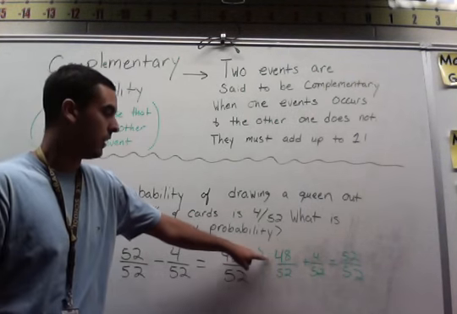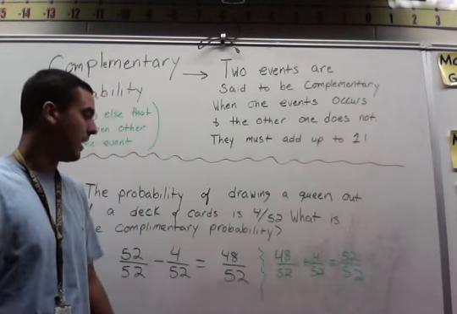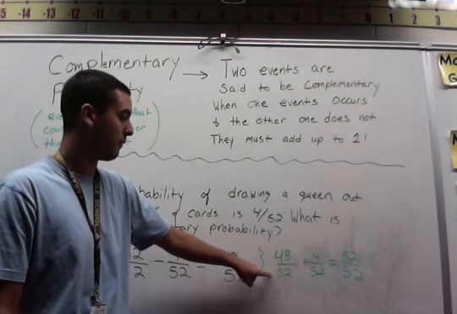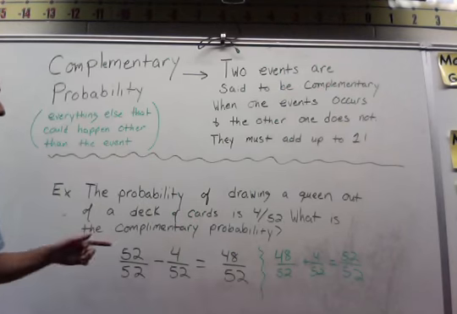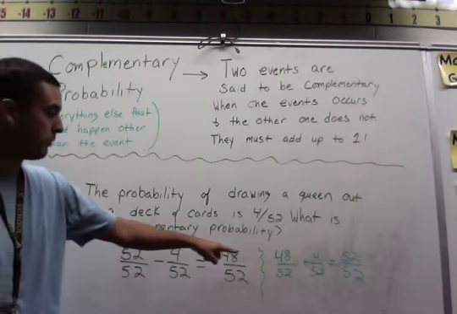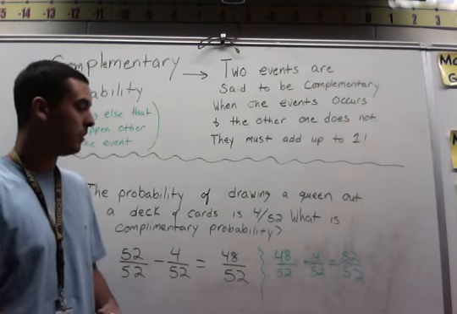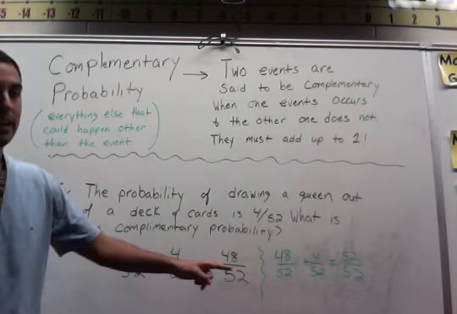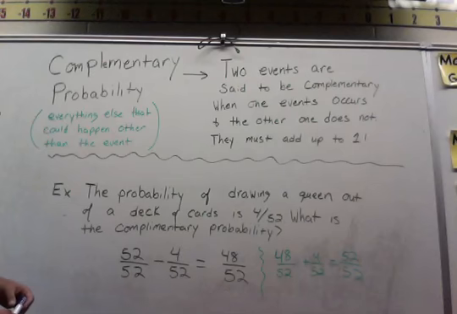Again, what I did right over here in green is I added up everything else that could happen other than the event, in other words 48 out of 52, and added it to the probability of drawing a queen out of the deck, which was 4 out of 52, added those together and got 52 out of 52. And if you notice now, 52 out of 52 is equal to 1. So again, guys, complementary probability, everything else that could happen other than the event.